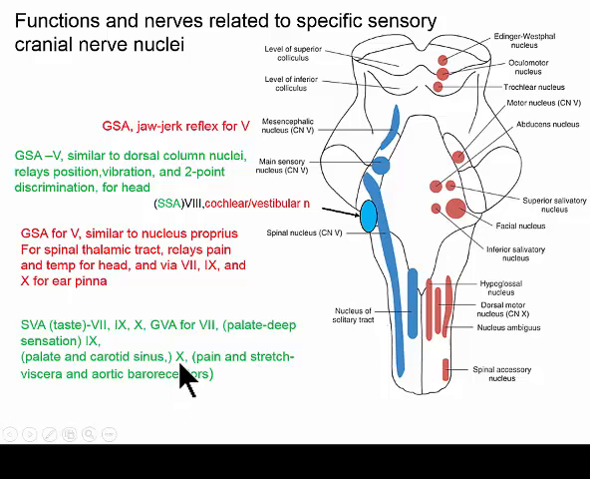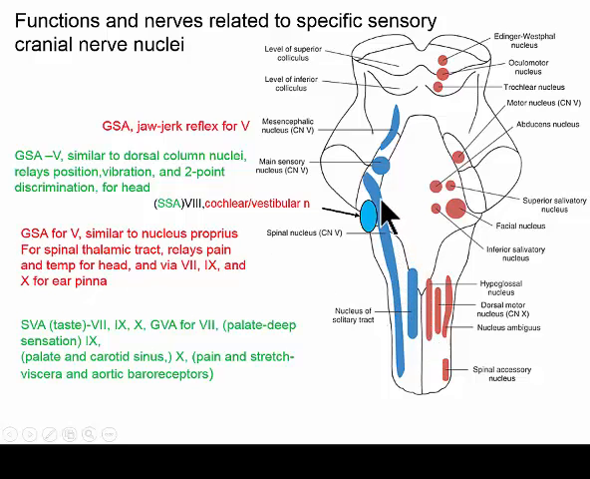Carotid sinus, 10, GVA. Remember, the carotid sinus is actually innervated by 9. Parotid and carotid sinus, that's what we have in here, 9. Parotid and carotid sinus, 9. All right, that takes care of the NTS.